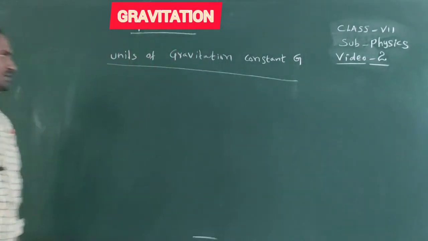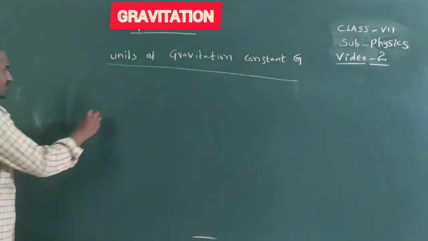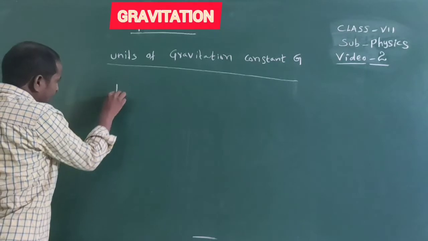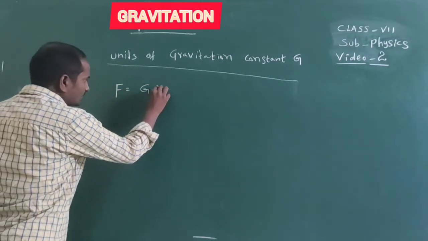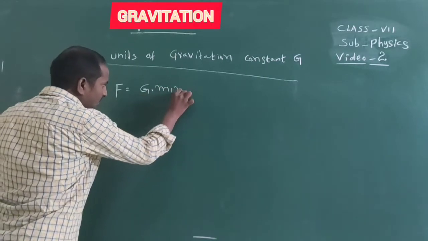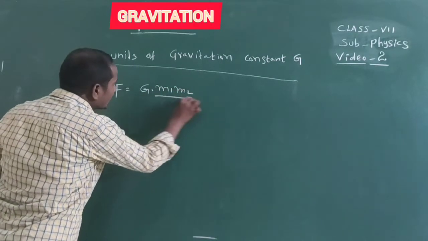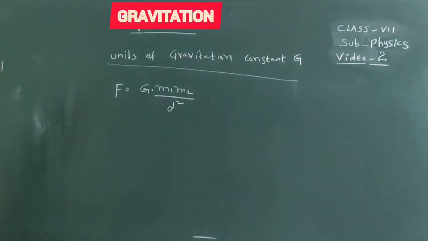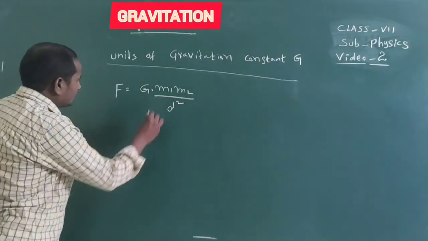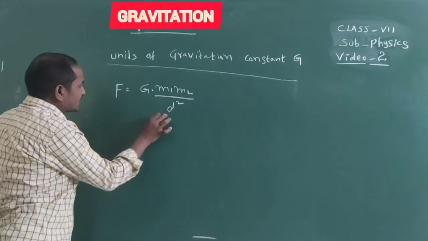According to the universal law of gravitation, we know that force F equals G m1 m2 by d square. It is the force formula. From this we can write the G value. I am doing cross multiplication here.